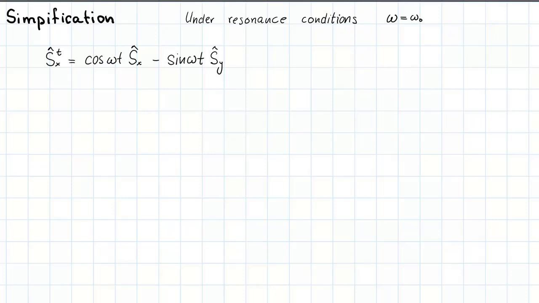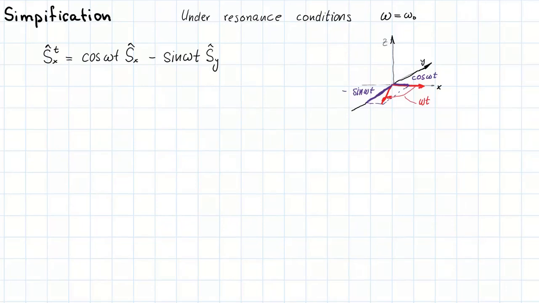Something very similar happens when we have a unit vector along the x-axis of a coordinate frame and rotate it by the angle minus omega t. We obtain a vector with x projection cosine omega t and y projection minus sine omega t. Hence, the calculation of sandwich operators can be deduced from the corresponding unit vector rotations.